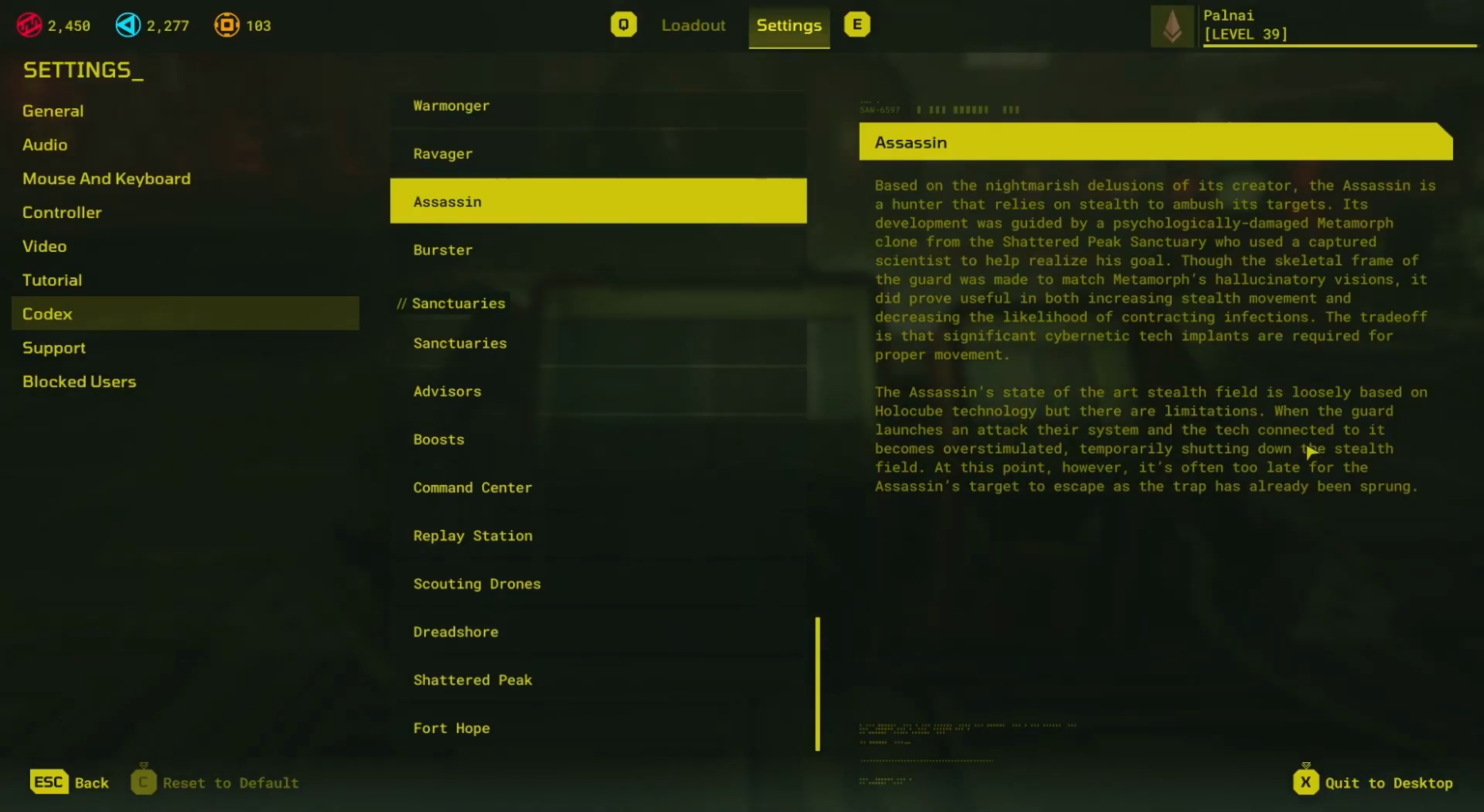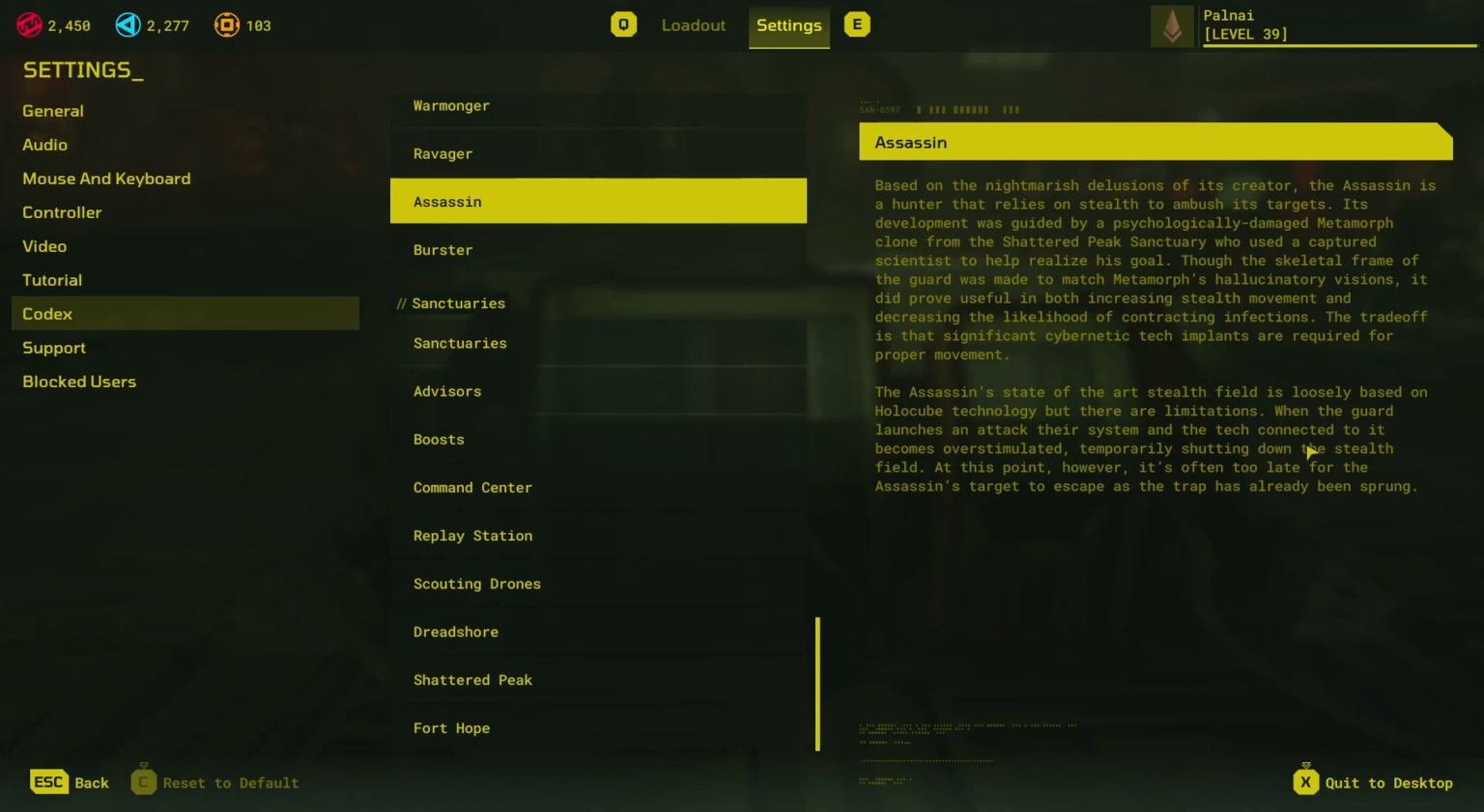This time, on the Assassin. Based on the nightmarish delusions of its creator, the Assassin is a hunter that relies on stealth to ambush its targets. Its development was guided by a psychologically damaged metamorph clone from the Shattered Peak Sanctuary, who used a captured scientist to help realize his goal.